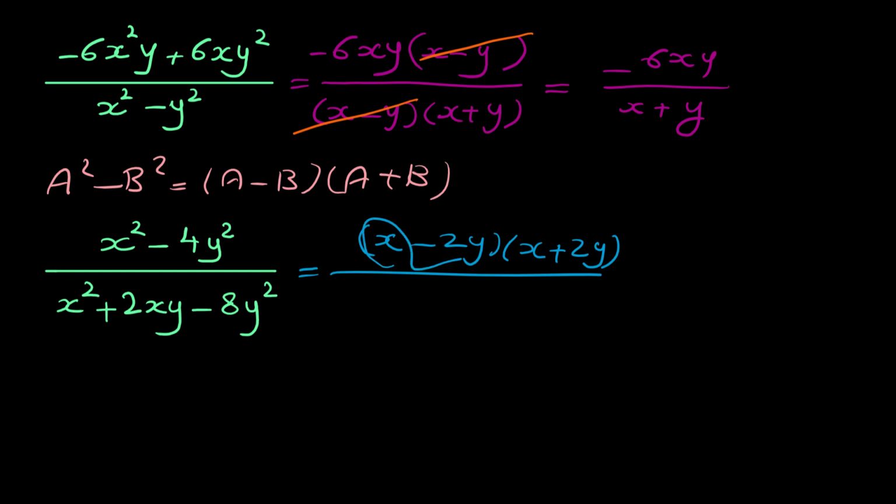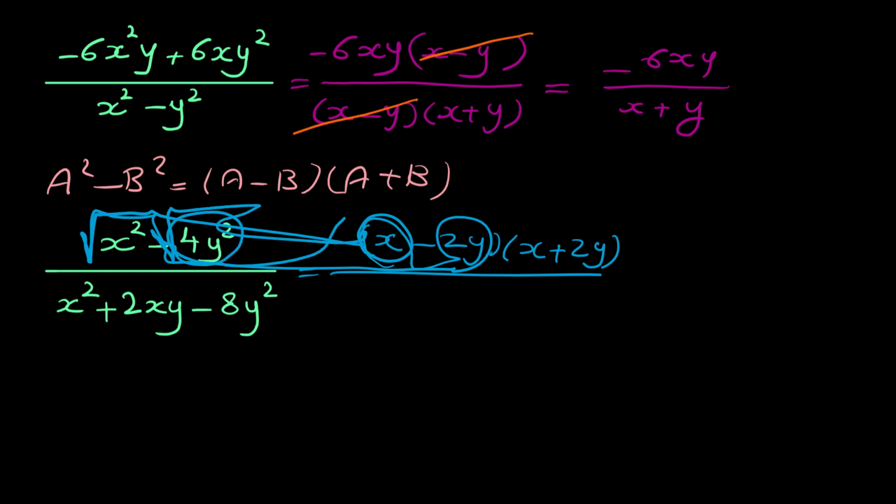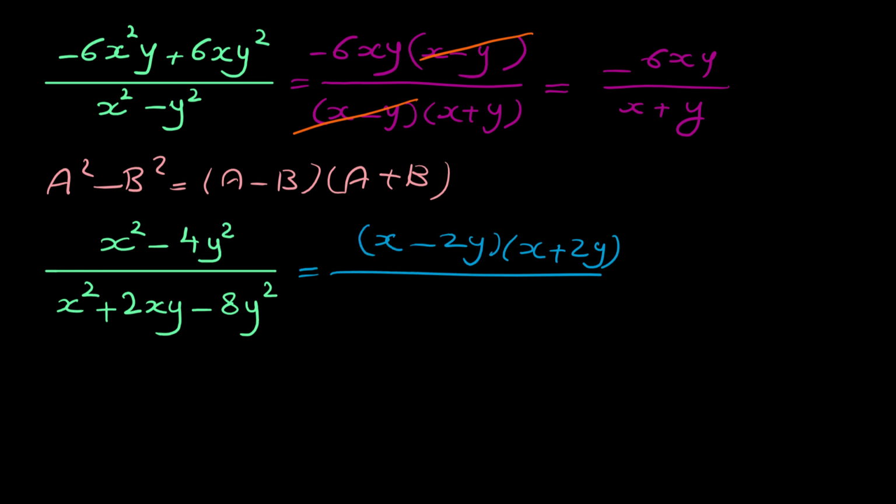The way that you can find these terms here is to take a square root from x to the 2. A square root of x to the 2 is x. A square root of 4y to the 2 is 2y. A square root of 4 is 2. A square root of y to the 2 is y. This is the way that you can find the answer.